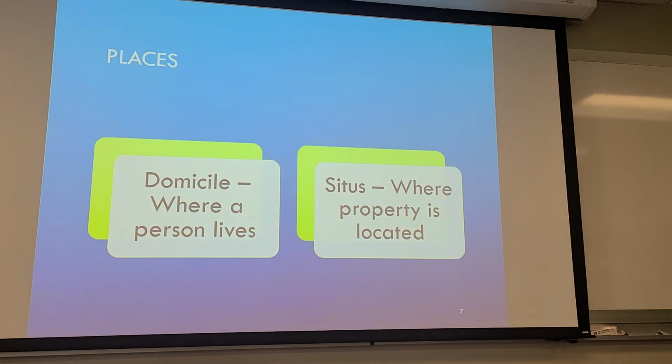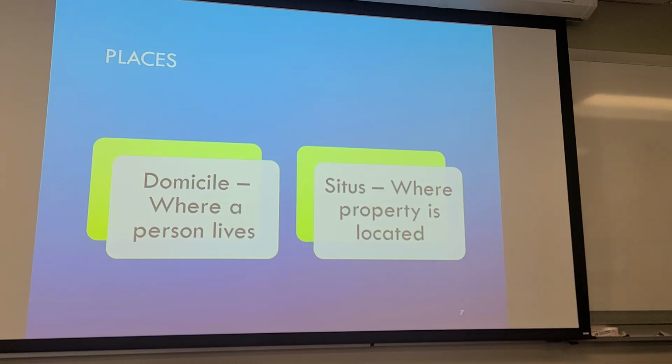Places, and this is more definitional stuff. Domicile is where I live. If I die intestate or partially intestate, wherever I'm domiciled, wherever I'm a resident, that state's intestacy scheme will dictate how my stuff is given away. Situs is where the property is located. So if I have that cabin in Colorado, that's the situs of the cabin. If I'm a resident of Alabama, the cabin has to go through what's called ancillary probate in Colorado.